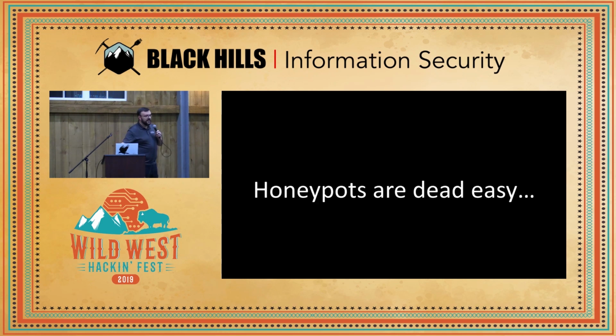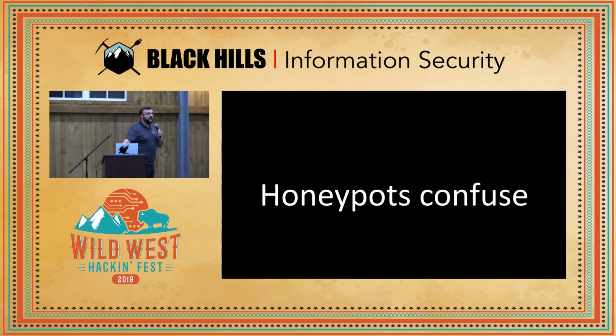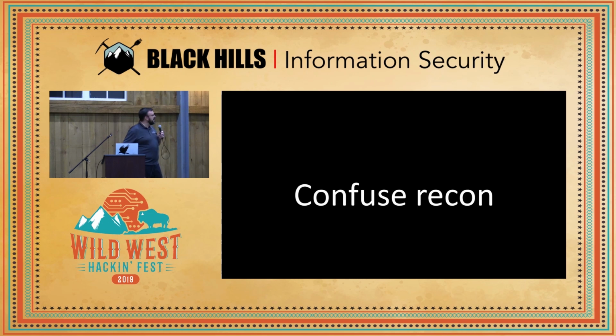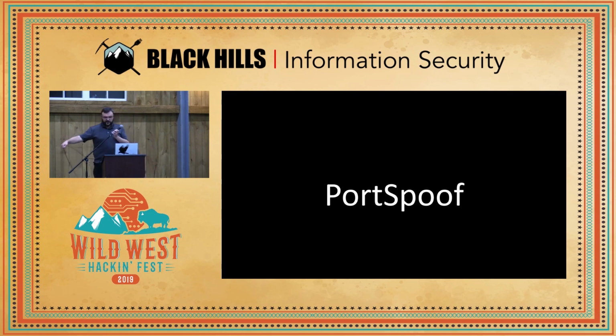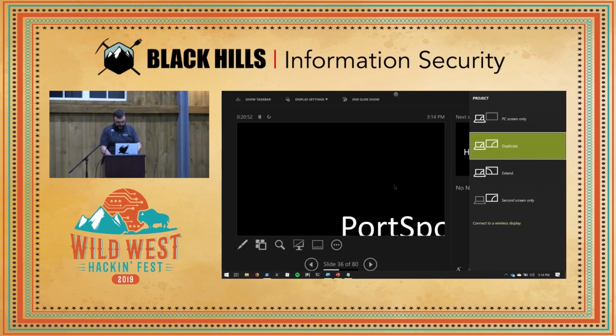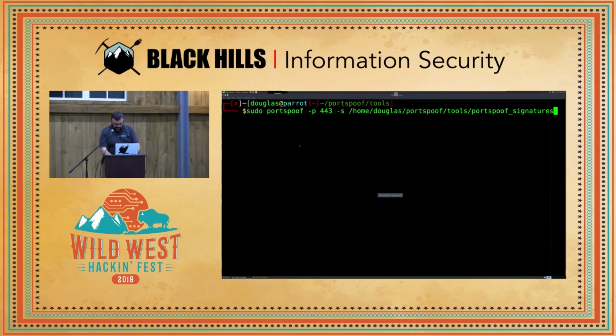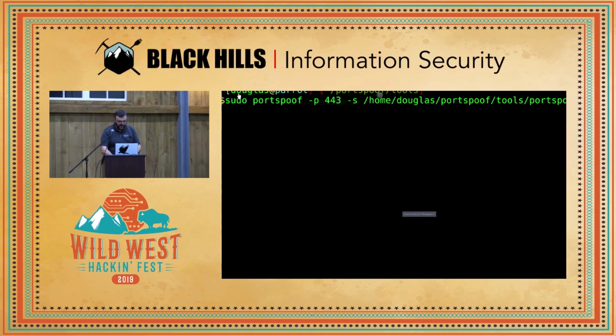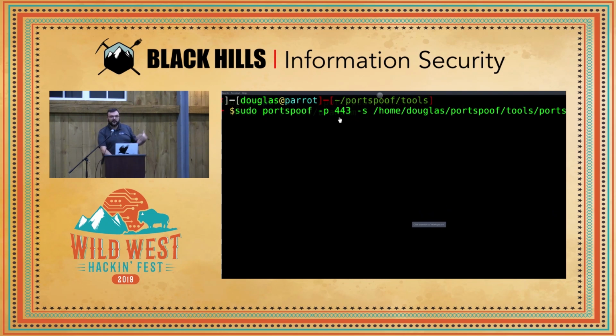So, in the spirit of honeypots are dead easy, let's talk about using honeypots to confuse. You can confuse the recon phase of the attacker by doing things like port spoof. For those of you who don't know, port spoof is a simple Linux application that you start up and run on a particular port, and when somebody interacts with it, it spoofs being a service of your choice. What you're looking at here, let me zoom in so that it's easier to see, is I'm going to start port spoof on a server on 443. Now, this is not a web server. You can't have port spoof running on the same port as an actual service. You can't have multiple things on the same port.